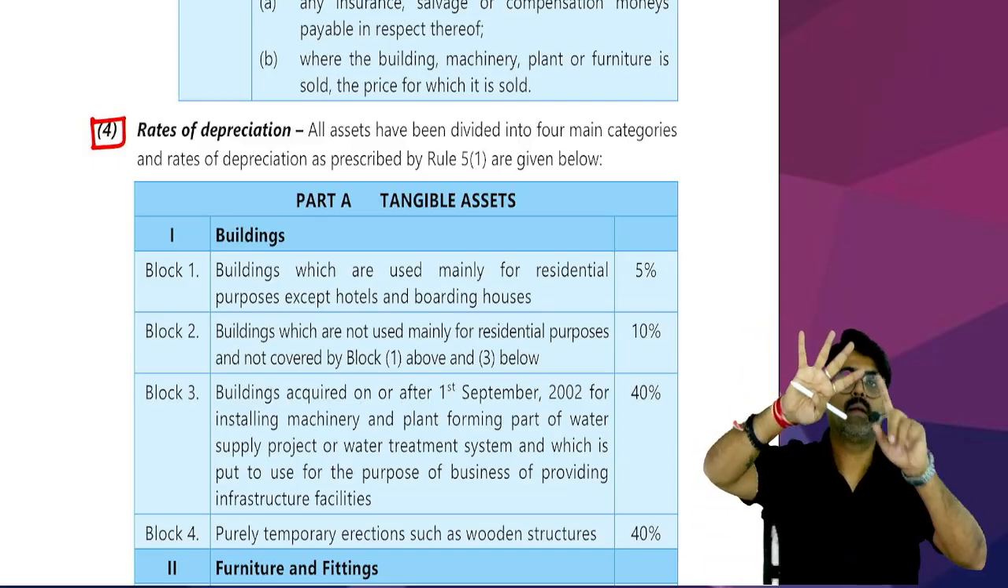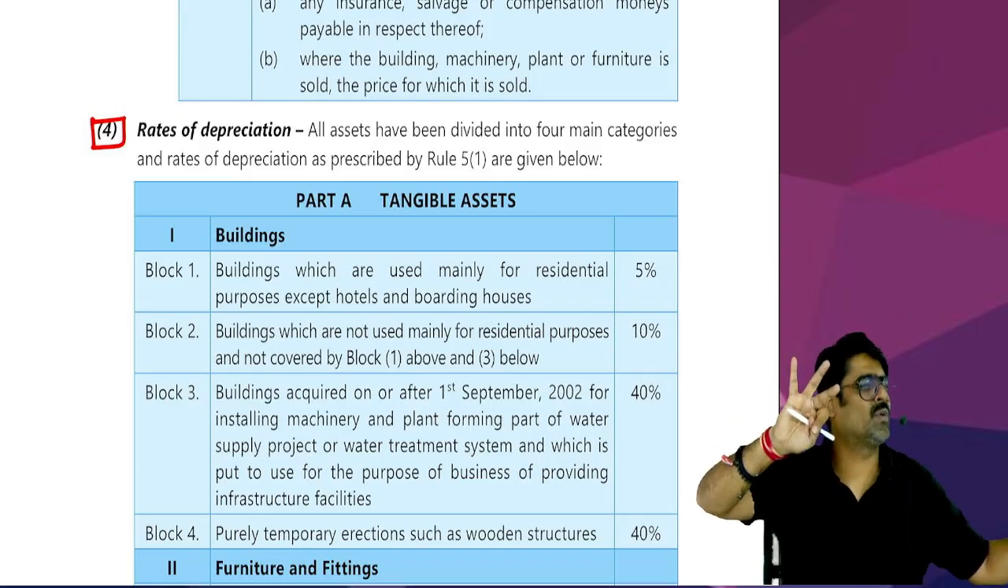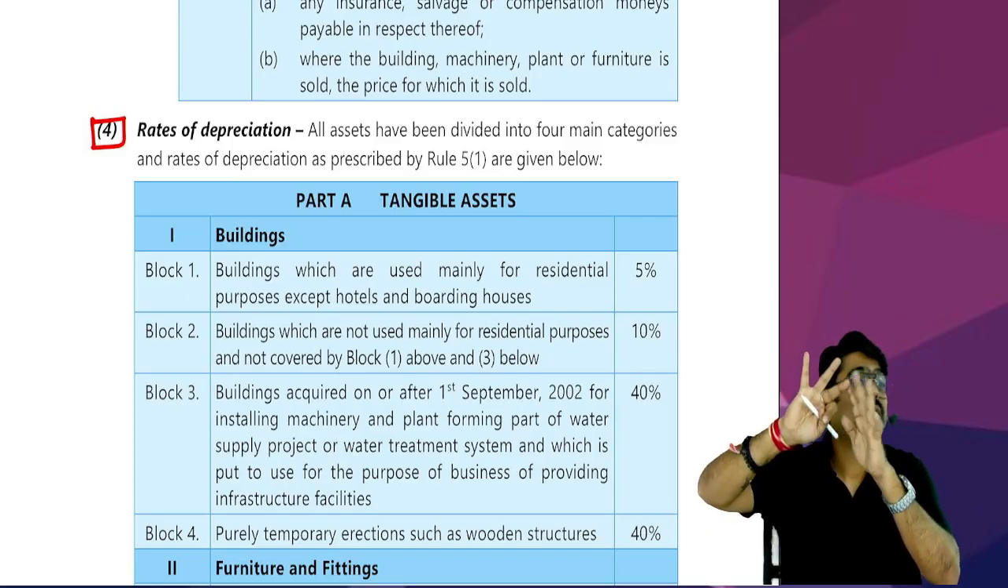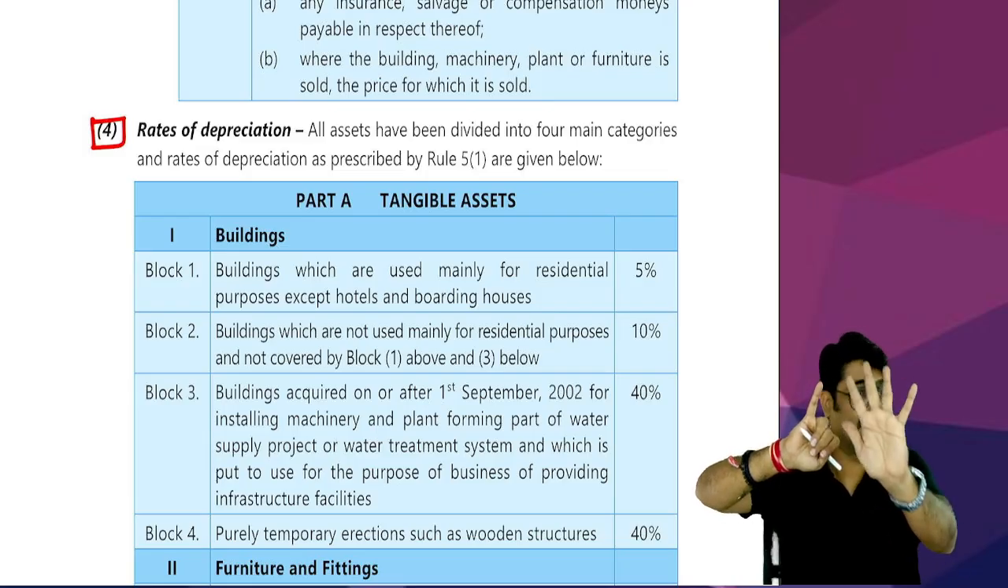Four. Number one, building. Land is not recognized. Forget about land, no need to talk about land. Building. Then furniture and fixture. Then plant and machinery. And then intangibles.